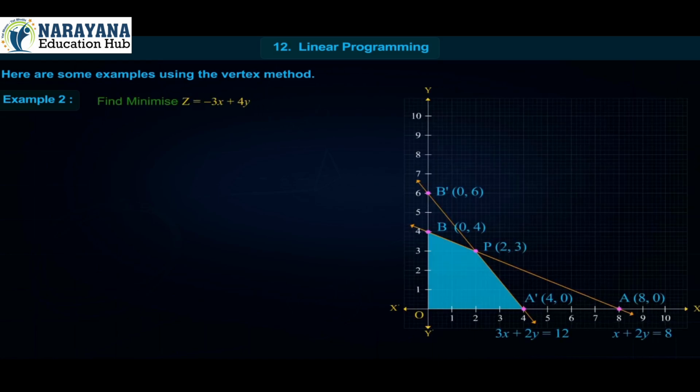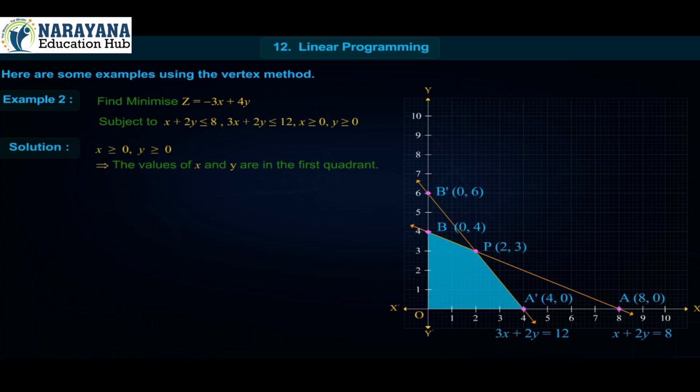Example 2. Minimize Z is equal to minus 3x plus 4y subject to x plus 2y is less than or equal to 8, 3x plus 2y is less than or equal to 12, x is greater than or equal to 0, y is greater than or equal to 0. Solution: x is greater than or equal to 0, y is greater than or equal to 0 implies the values of x and y are in the first quadrant.